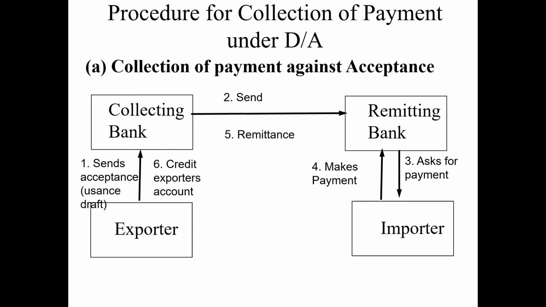Now let's see how the exporter is finally paid in case of document against acceptance. As you can see in the figure, the exporter sends the importer's acceptance or usance draft to the importer through the collecting and remitting bank. After receiving the usance draft, the importer makes payment to the remitting bank, which is sent to the exporter through the collecting bank.